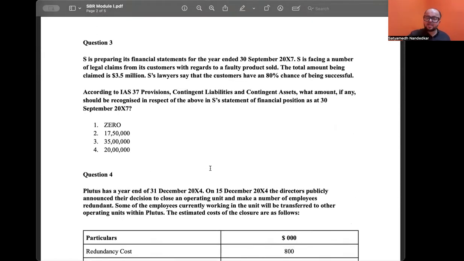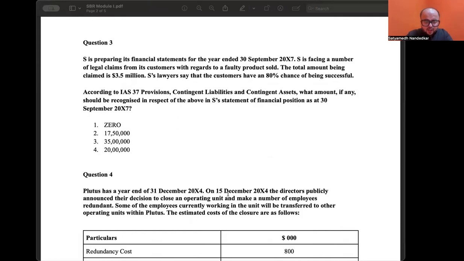S is preparing its financial statements for the year ended 30th September 2007. S is facing a number of legal claims from its customers with regards to a faulty product sold. The total amount being claimed is 3.5 million. S's lawyers say that the customers have an 80% chance of being successful. According to IAS 37, Provisions, Contingent Liabilities and Contingent Assets, what amount, if any, should be recognized in respect of the above in the statement of financial position?